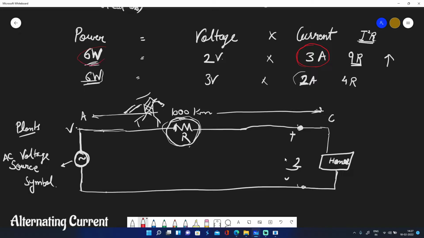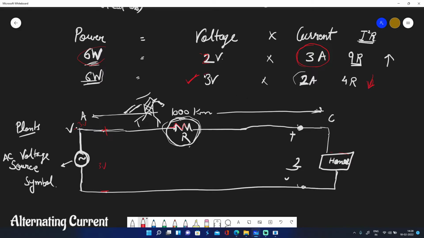Although the load is consuming 6 watt of power in your home, when the voltage was 2, the current drawn was 3 by this circuit. These are in series, so 3 amperes also flows here, which is why 9R is the loss. But in this case, as the current is less, if this is maintained at 3 volts, then 3 volts will be here, so 4R will be the loss. Which is desirable in terms of loss? This case is desirable because the I square R losses are less here.